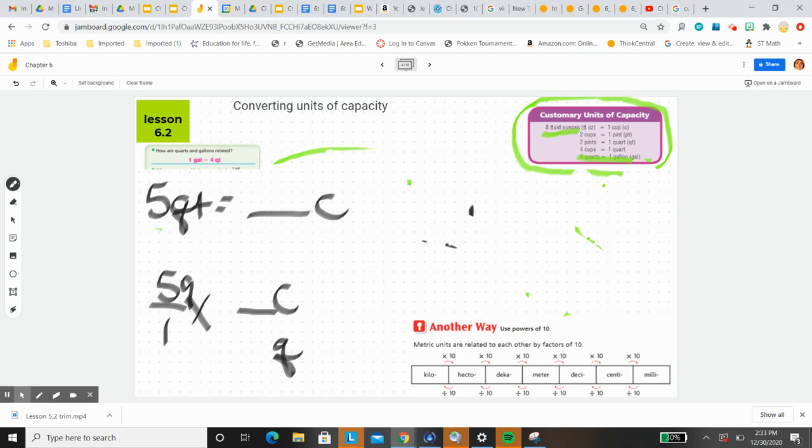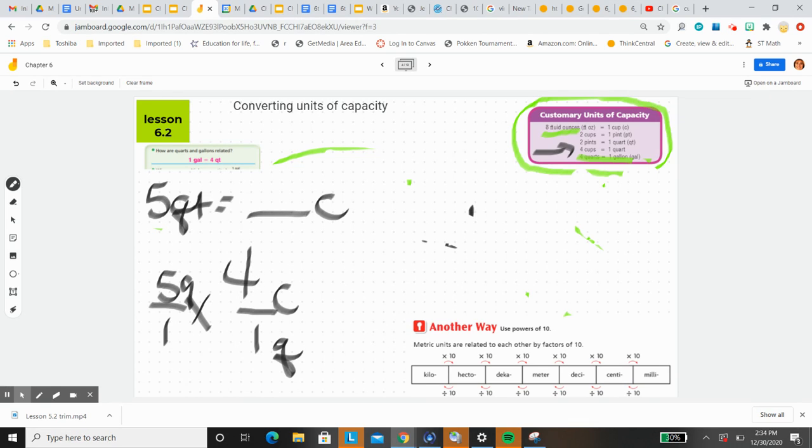Now I need my conversion factor. Let's look over here. How many quarts are in cups? Do I have that here? There's a quart, 1 quart. Ah, it's right here. Luckily, it's just right there. 1 quart is equal to 4 cups. Okay, so then it tells me I can put the 4 on top and the 1 on the bottom.